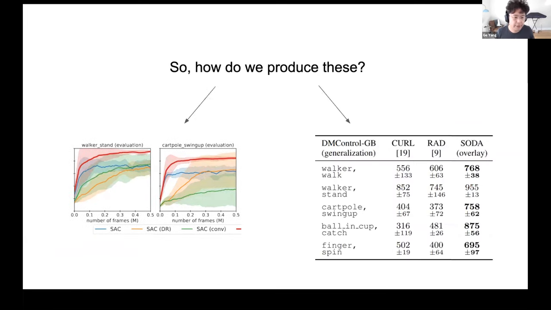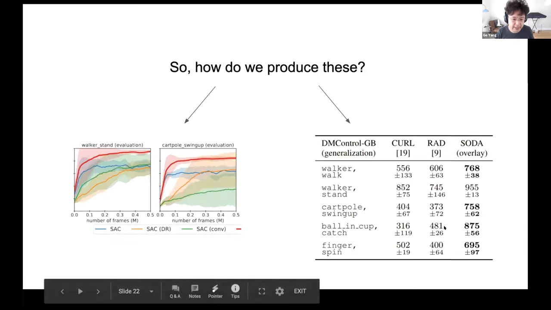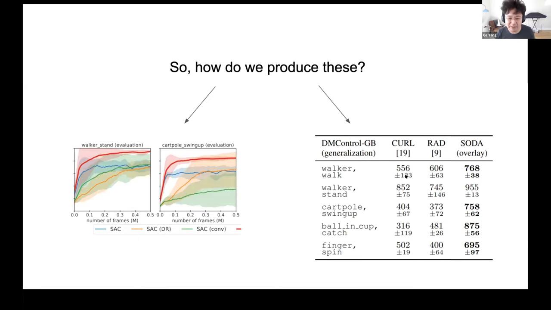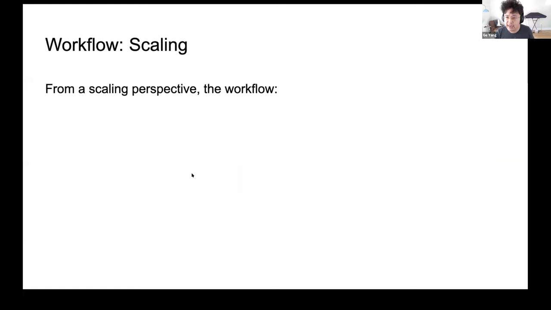Okay, so the question is, how do I actually produce these things? For example, this learning table, and the most important thing to know here is that the table has a variance number, plus or minus 133 on top of 556. How do I produce these tables, and how do I produce these learning curves that average across different random seeds? Okay, so here's a high level view of the workflow.